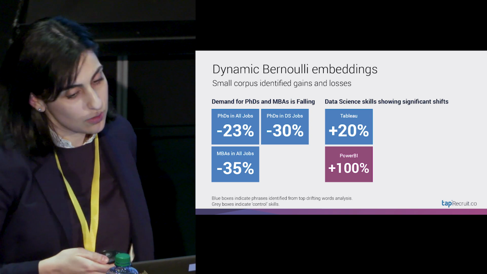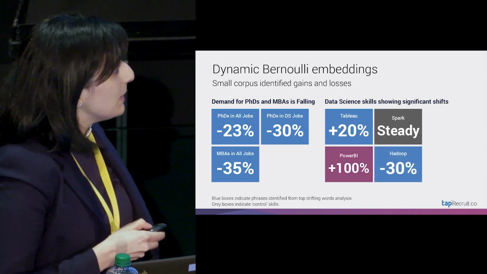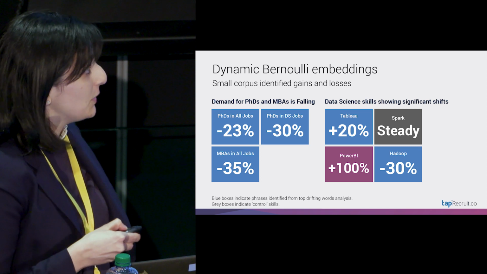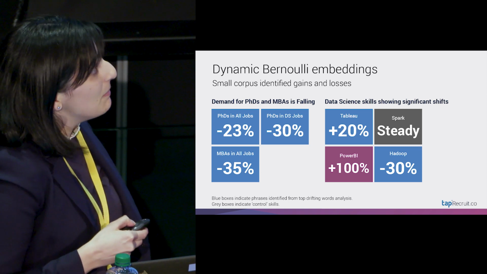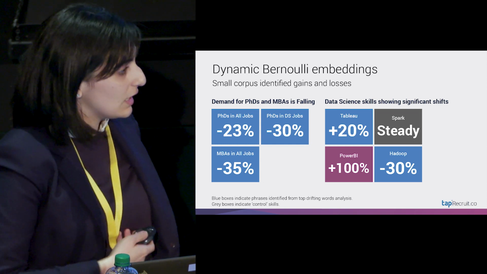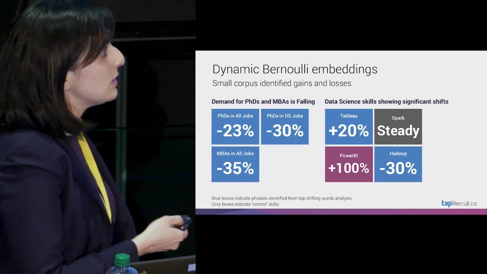But across all data science jobs, Tableau is doing well. Hadoop was something that came up out of our initial analysis, again in the top 10 drifting words, which I was surprised about. And what's interesting is I threw in Spark because I was curious: is it all of these sorts of processes or just some of them?